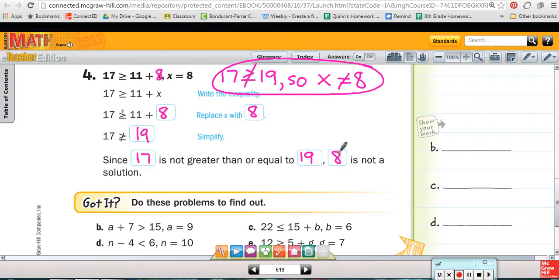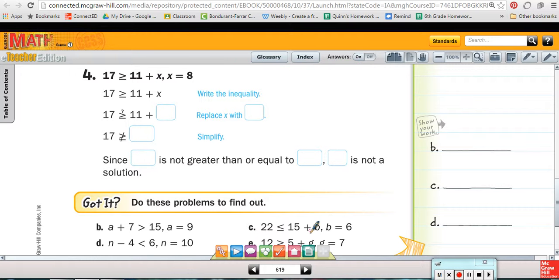So you can use that shorthand if you don't want to write out a big long sentence. If you want to write out a big long sentence like that, since 17 is not greater than or equal to 19, 8 is not a solution, that is also fine. Okay? Take a minute and I want you to work on these four got its at the bottom of the page. Go ahead.